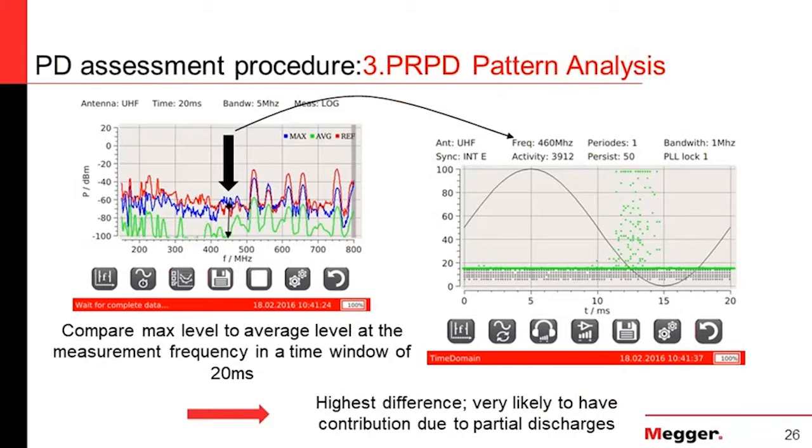Okay, the second step after the frequency spectrum analysis is time domain analysis, or PRPD analysis. We pick a frequency and then go to time domain and look for the PRPD pattern, which gives us the real partial discharge physically happening inside or outside your equipment. That's the second step.